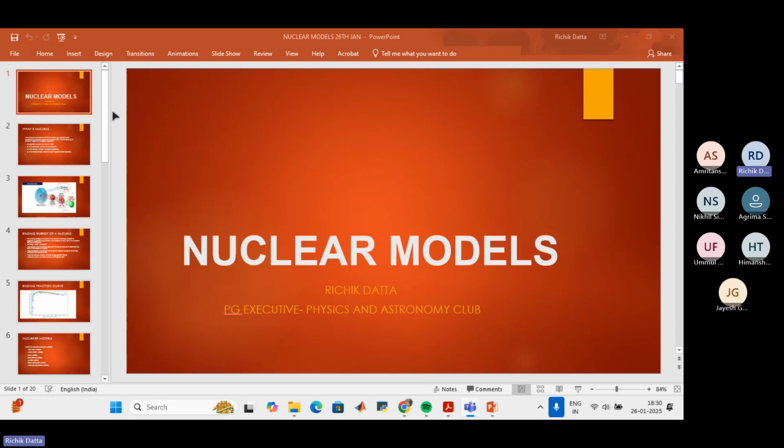So these things are pretty similar for me. I don't know how many of you are preparing for GATE, NET, or others, so this will be beneficial for you. We are going to start with the nuclear models. Before getting into nuclear models, we have to know what a nucleus is, because it's a very preliminary stage.